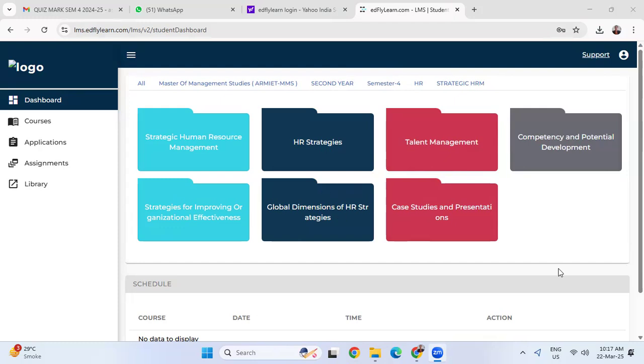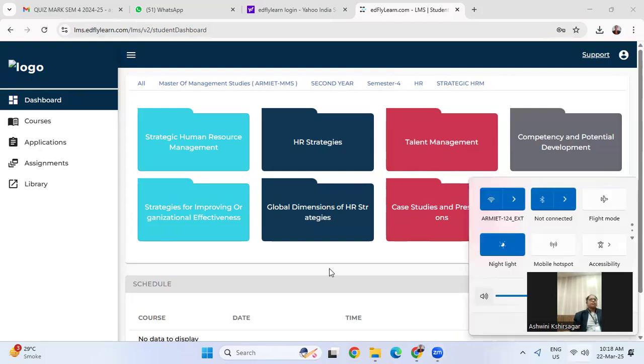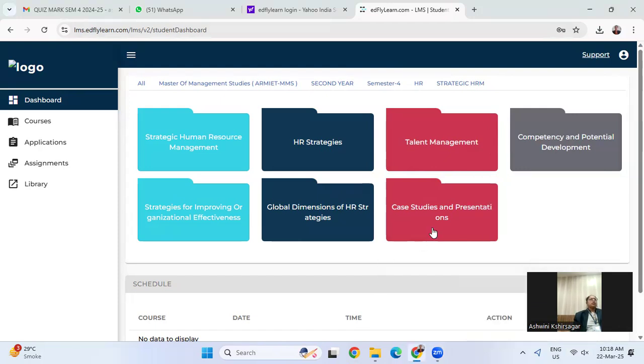Hello everyone. As per our last lecture, we are going to have a second lecture on SHRM related to the HR strategies. How these HR strategies are important. See, all these are the points which we need to understand in the SHRM.